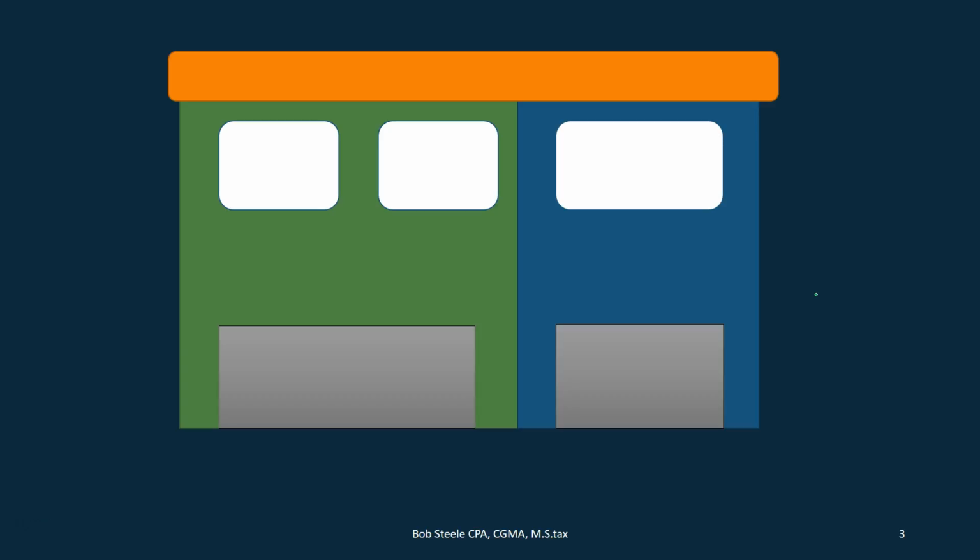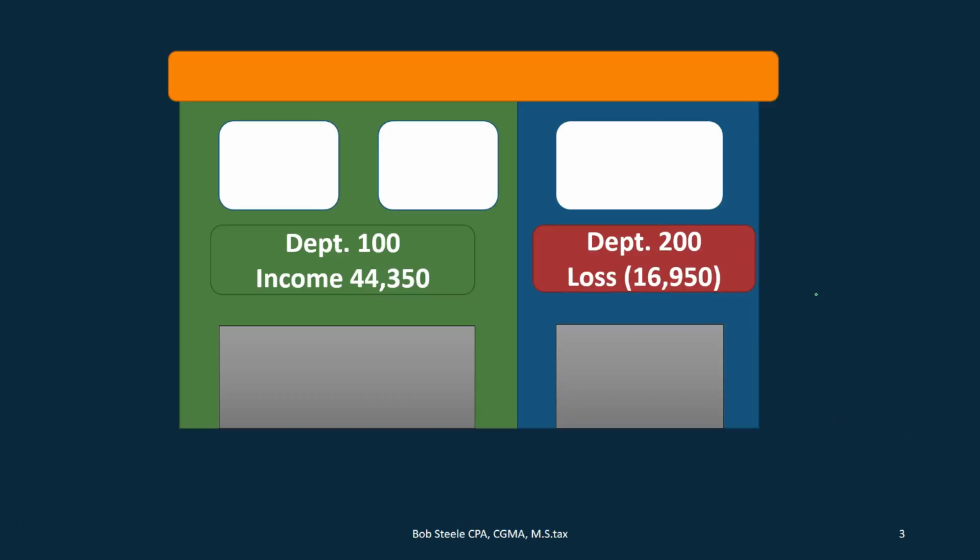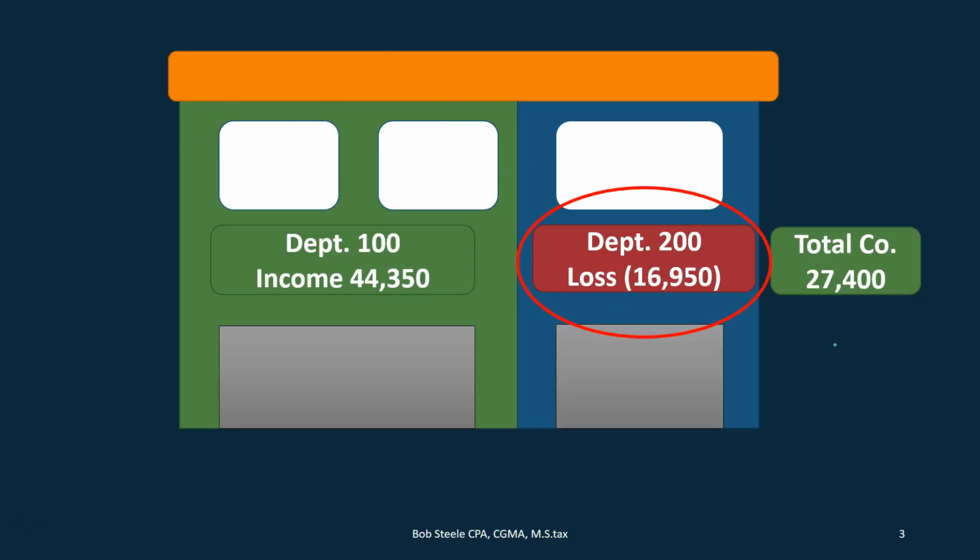So the quick scenario is going to be this. We have our warehouse here. We've got two departments within the warehouse. Department 100 is having income of $44,350, and the second department, Department 200, has a loss of $16,950. Therefore, the total for the company is $27,400 of income. So we have income on the company, but obviously this Department 2 having a loss of $16,950 doesn't look good, and it seems like an obvious decision that we would just say, well, we should just eliminate that department and we would be having income of $44,350.